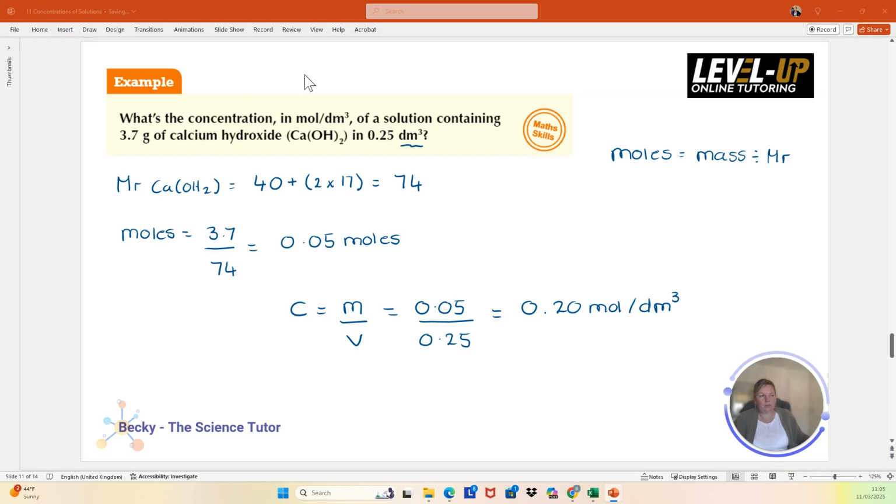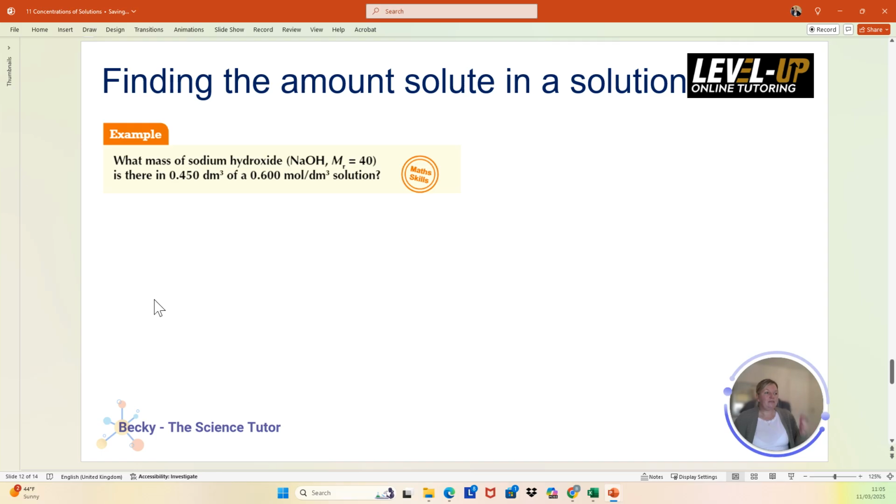Okay, so let's have a look at one final example then, where we work it the other way to find out how much solute was dissolved in a solution. So this time we want to find out what is the mass of sodium hydroxide in 0.4 decimeters cubed of a 0.6 molar solution. So first of all, we want to find the number of moles in the solution.